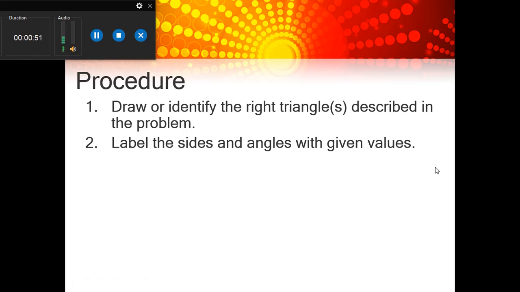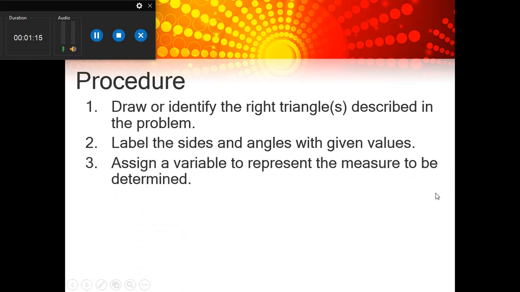Keep in mind you're looking for certain keywords. Are they talking about a vertical distance or a horizontal distance? Think about what you know of the world and make good choices. Like we know a ladder wouldn't be pushed flat up against the wall, the ladder would be leaning. If you zip line, we're not dropping straight down, we're going down on a slant. So place your pieces accordingly. We want to assign a variable to whatever is missing. Could be an angle, could be a side.